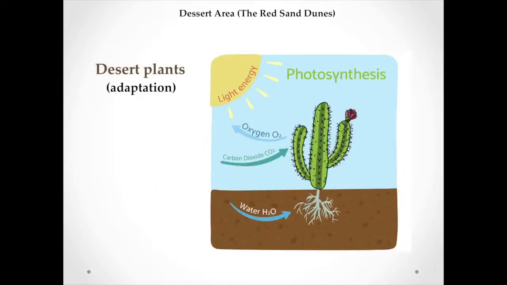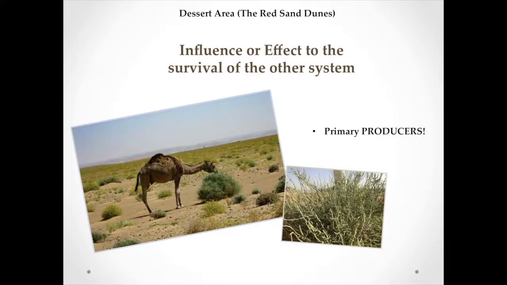Like other plants, they also use chlorophyll to conduct photosynthesis for the manufacture of food. Plants use the sun's energy with water and carbon dioxide to produce glucose. They use the glucose to produce carbohydrates, proteins, and fats required for reproduction and growth, drawing nourishment from the soil's nutrients. So how do these plants influence or affect the survival of the other system?